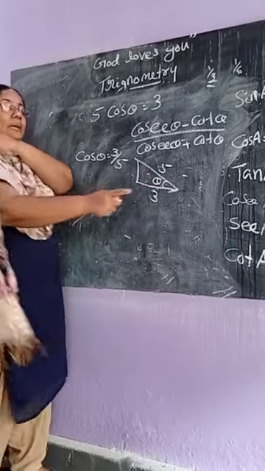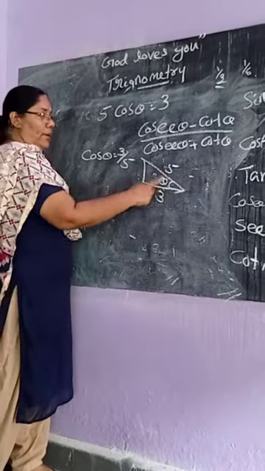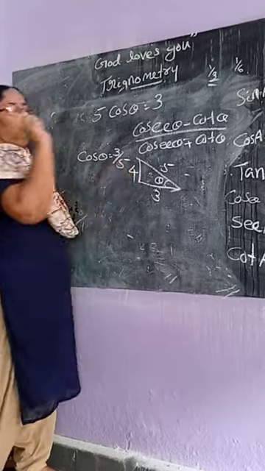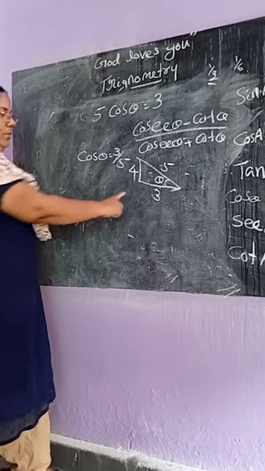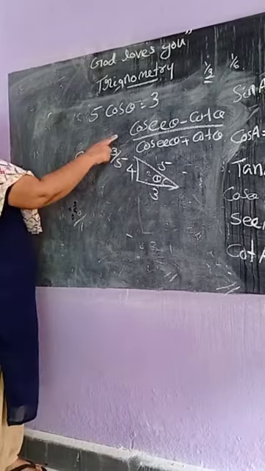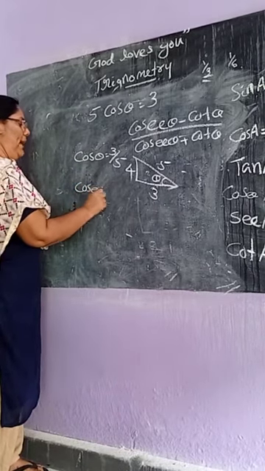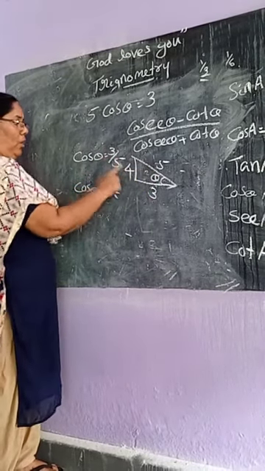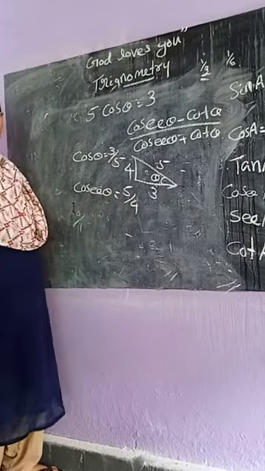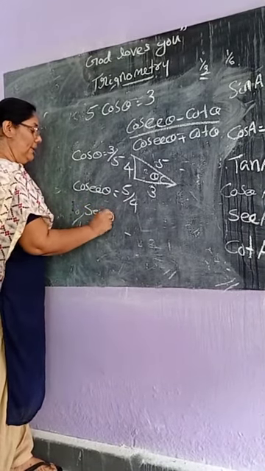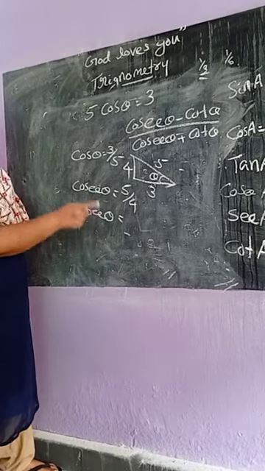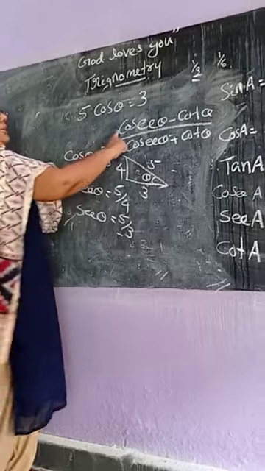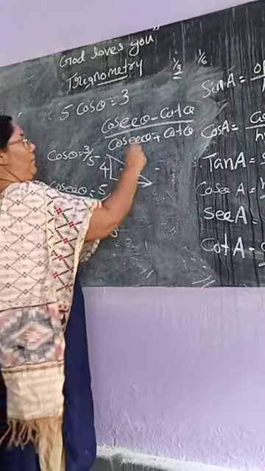Look here. What's the first step? 5 square minus 3 square, 25 minus 9 is 16. Root 16 is 4. Now we need cosec theta. What is the formula? Cosec means hypotenuse by opposite, that is 5 by 4. Then what is cot theta? Cot theta means adjacent by opposite, 3 by 4. Now copy this, cosec theta minus cot theta.